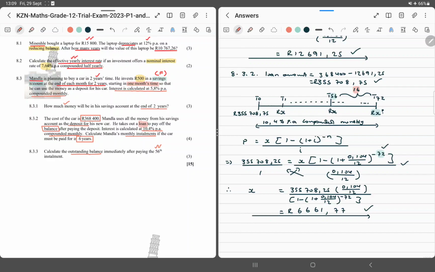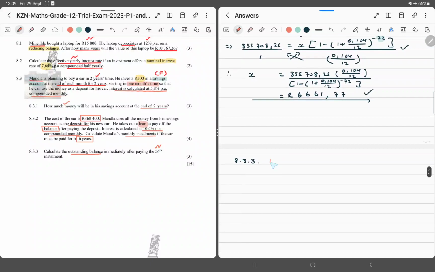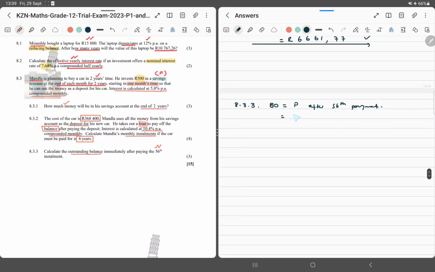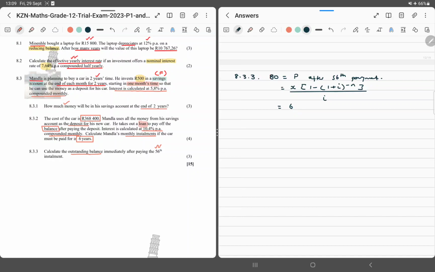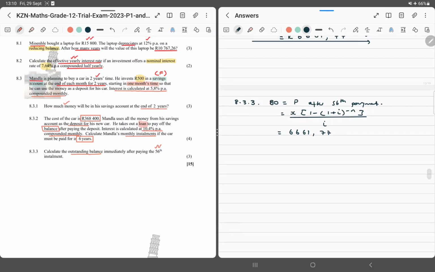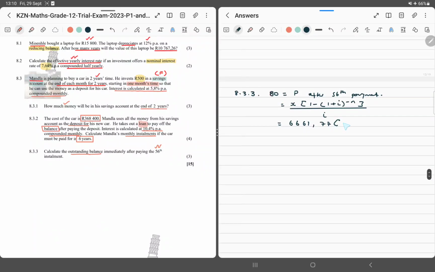Okay, so can you see your timeline makes life a lot easier to work it out. So we can say the balance outstanding is going to be the present value after the 56th payment. Okay, which is going to be equal to x into 1 minus 1 plus i to the exponent minus n, all over i. So I find calculating the outstanding balance using the present value is important, but what is important here is the 6,661.77 cents. And then we are multiplying this by 1 minus 1 plus 0,104. The interest did not change. Now this is to the exponent minus 16. Okay, all right, okay.